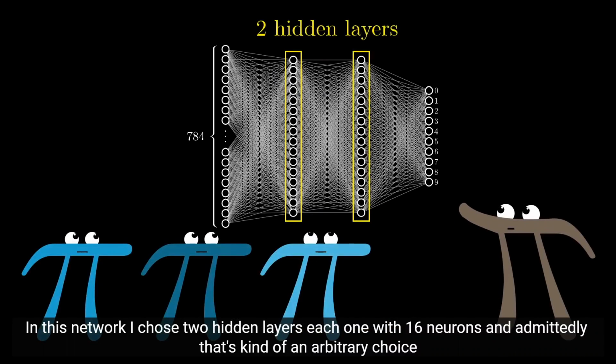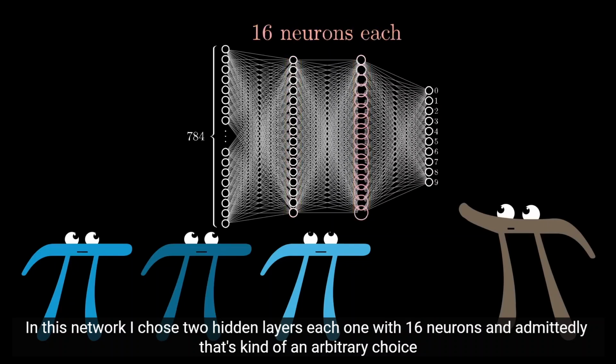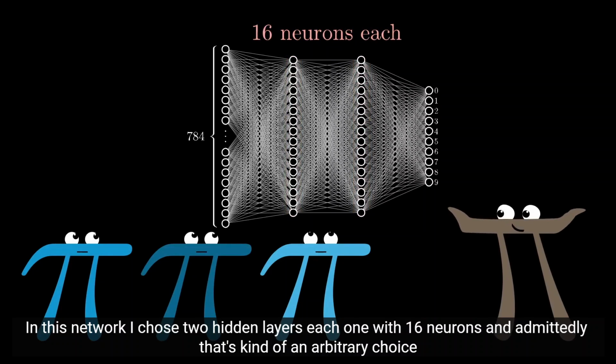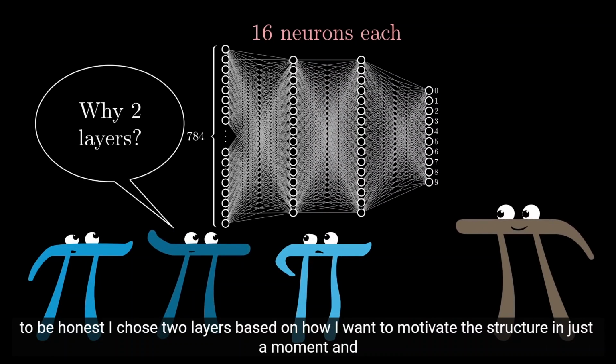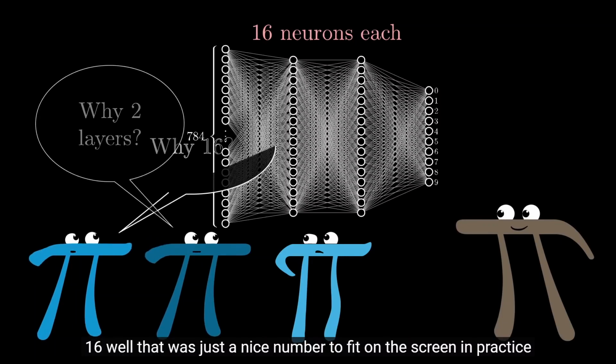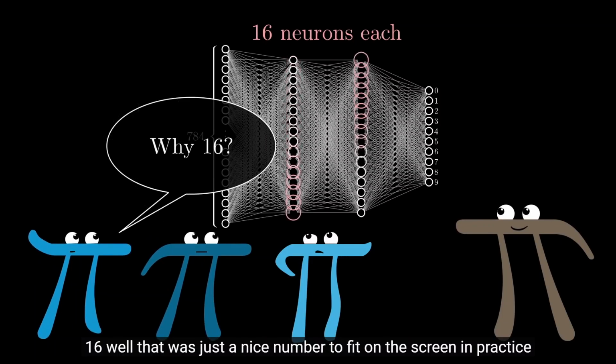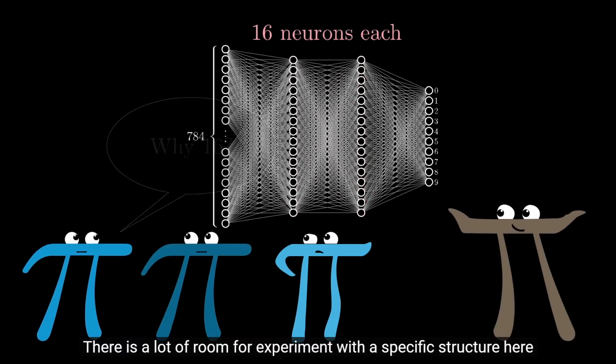In this network, I chose 2 hidden layers, each one with 16 neurons, and admittedly, that's kind of an arbitrary choice. To be honest, I chose 2 layers based on how I want to motivate the structure in just a moment, and 16, well, that was just a nice number to fit on the screen. In practice, there is a lot of room for experiment with a specific structure here.